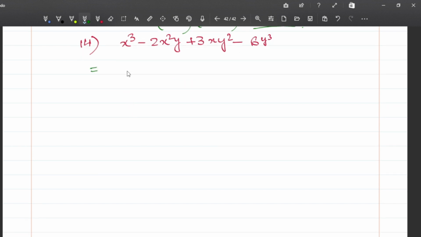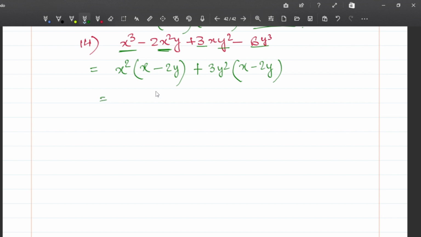Let's start sum number 14. Here we do not need any regrouping of the terms. Just take common directly from the first and second term, that is x square. So what is left? X minus 2y, and take common 3y square from the third and fourth term. So here we get x minus 2y. Now watch, these two are the same, so take common again. So that is your answer.